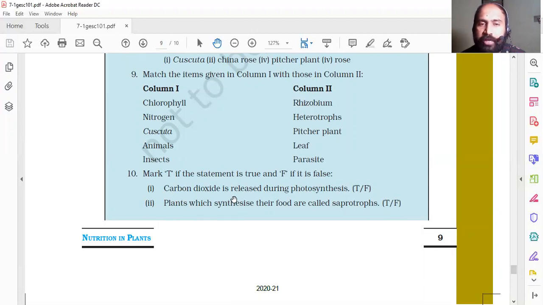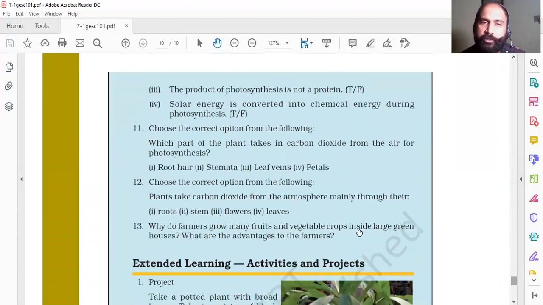First question. Carbon dioxide is released during photosynthesis. Carbon dioxide is not released. Oxygen is released. So the first statement is false. Plants which synthesize their food are called saprotrophs. No, plants which synthesize their own food are called autotrophs. So again, false.